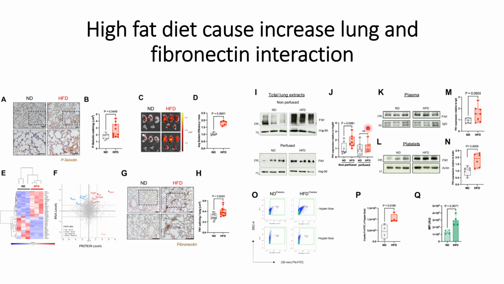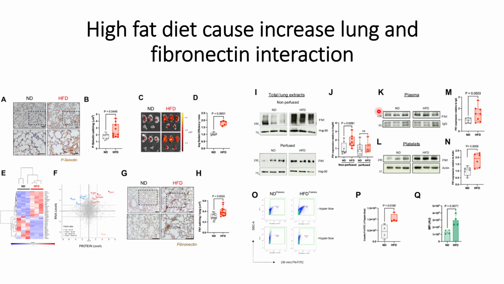These things they have quantified in panel J, where we can see that FN1 expression relative to HSP90 is significantly higher in the high-fat diet compared to the control, but in the case of perfused conditions we do not see a significant difference. The difference is non-significant. So this indicates that because of the circulation rate, the fibronectin can be circulating, and in the non-perfused conditions we can see the high fibronectin formation, which is usually the normal condition in the mice.